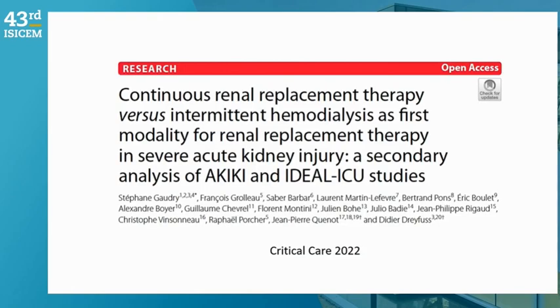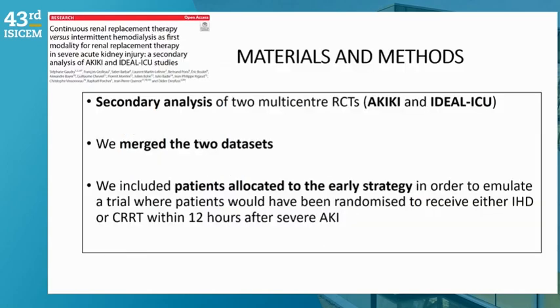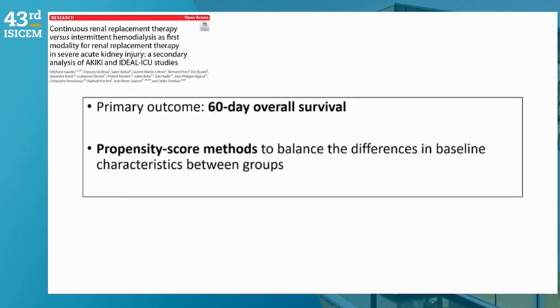And very recently, with some colleagues, we published this analysis of AKIKI and IDEAL-ICU trials. It was a secondary analysis of these two randomized controlled trials. It was trials on RRT timing, but we merged the two databases, and we included patients allocated to the early strategy in order to emulate a trial where patients would have been randomized to receive intermittent or continuous within 12 hours after severe AKI. And the primary outcome was the 60-day overall mortality.